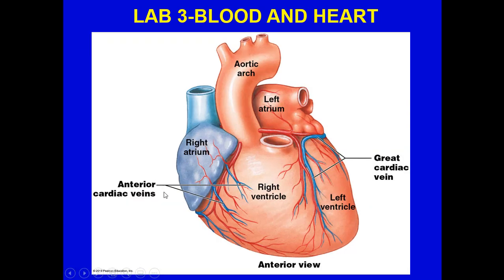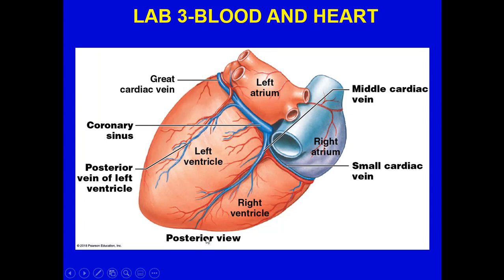If you look here, we're going to start looking at the venous supply. First off, we have the anterior cardiac veins, and we have the great cardiac vein here. This is the anterior view. Notice how you have the cardiac vein along with the cardiac artery. Now we look at the posterior view here, and here's where we get into this great collection that occurs at the coronary sinus, and it's going to empty right into the right atrium, not the left atrium.